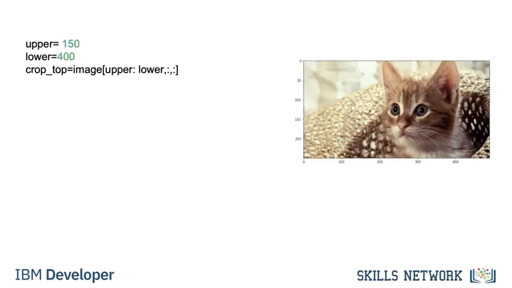We can perform a vertical crop. The variable upper is the first row that we would like to include in the image. The variable lower is the last row we would like to include. We then use slicing to obtain the new image.